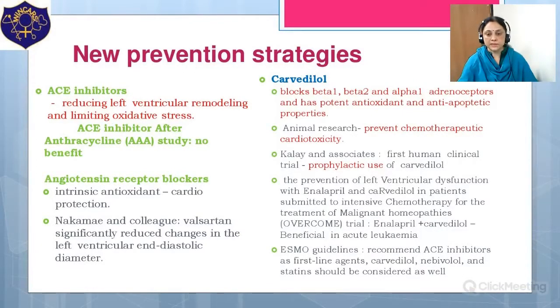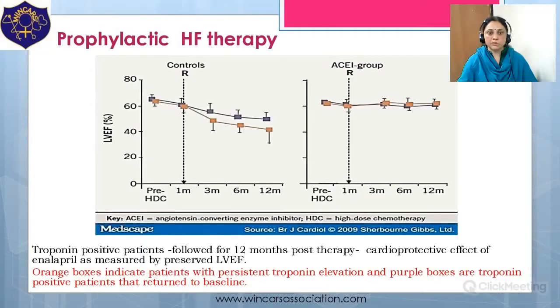So the ESMO guidelines suggest ACE inhibitors as first-line therapy; carvedilol, nebivolol and statins should also be considered if the patient is at high risk for developing LV dysfunction. Prophylactic therapy with ACE inhibitors has been shown to be beneficial, especially in troponin-positive patients. This graph shows orange and blue boxes, where the orange boxes indicate patients with persistent troponin elevation, and the purple boxes are troponin-positive patients who have returned to normal baseline with treatment with ACE inhibitor.